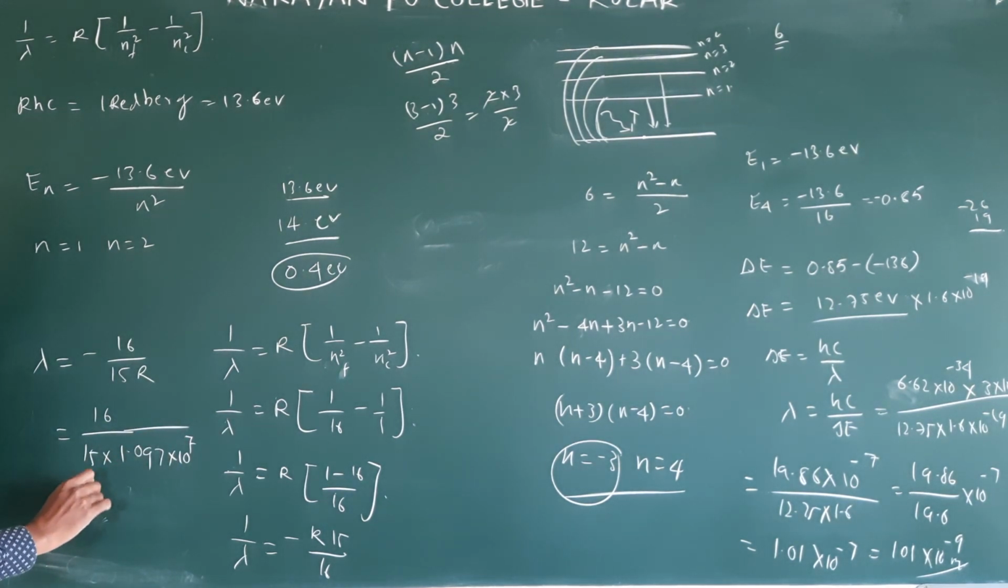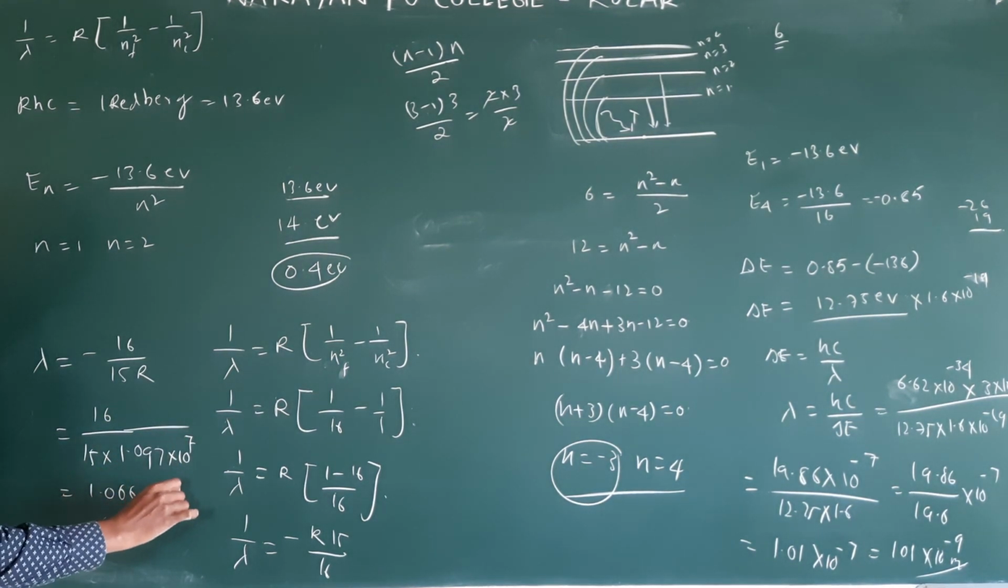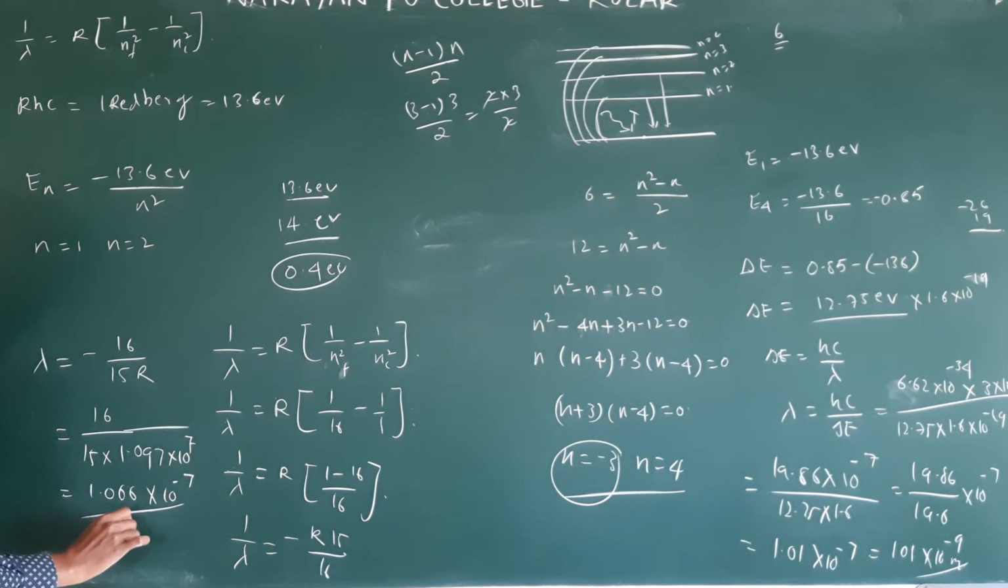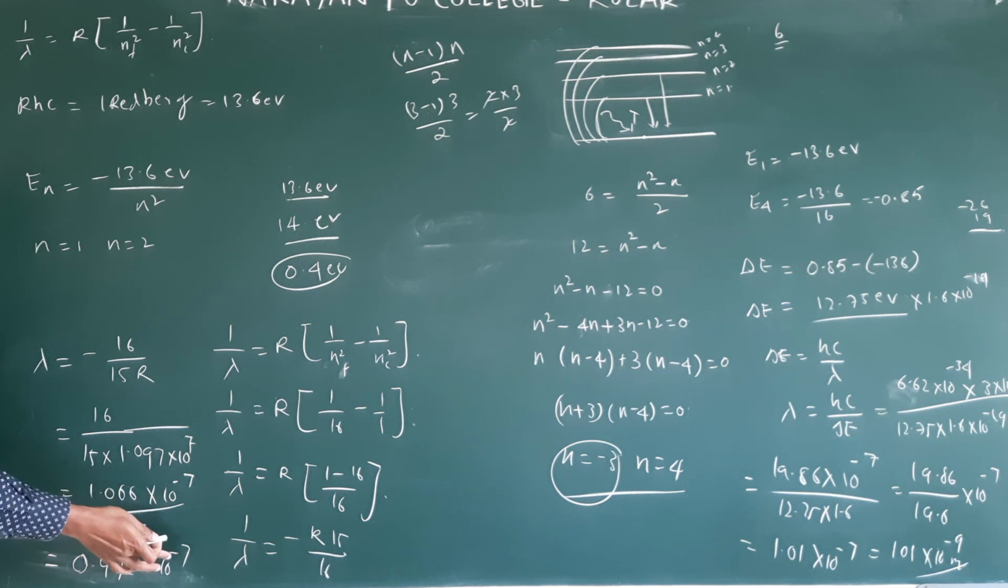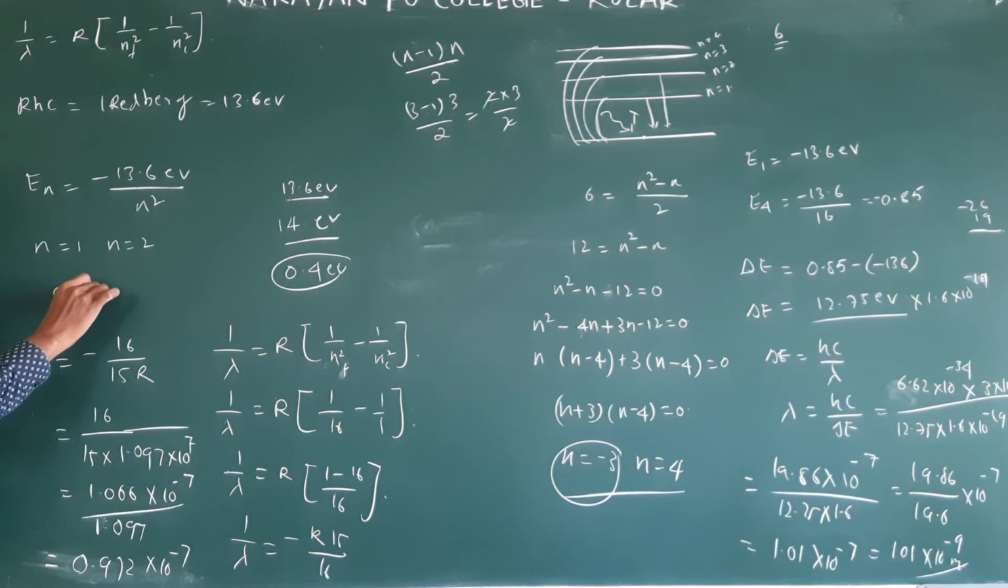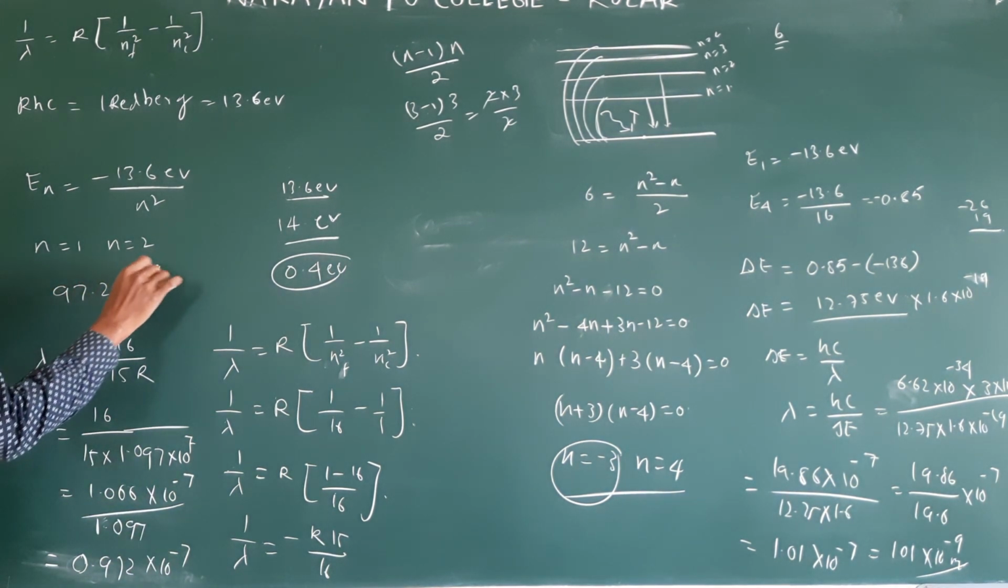So this is 1.066 into 10 power minus 7 divided by 1.097. Now this answer is 0.972 into 10 power minus 7. Converting to nanometers means 10 power 9. This is 97.2 into 10 power minus 9 meters.